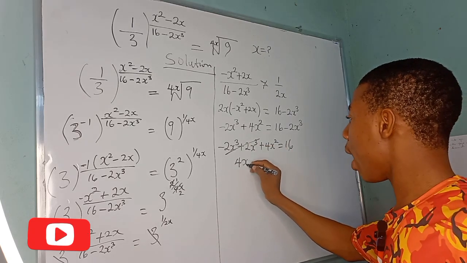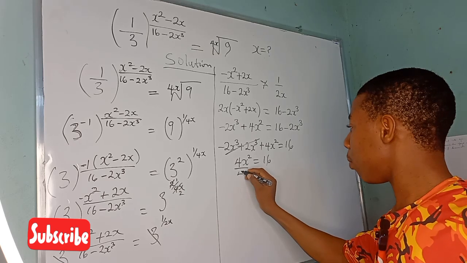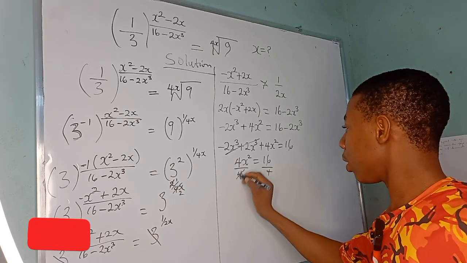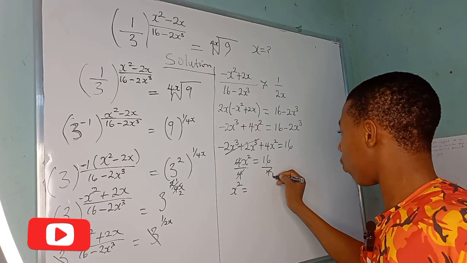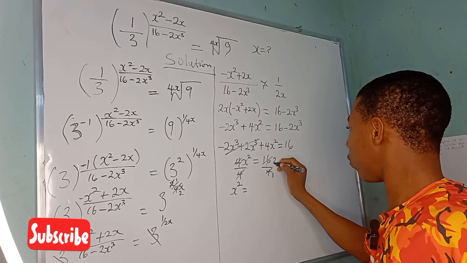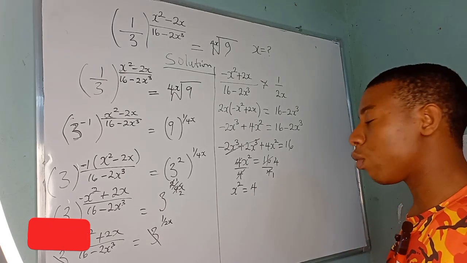What we have here is 4x squared equals 16. So I can decide to divide both sides by 4. This will cancel this, and I have here that x squared equals to what? 4 cancels itself, 1. 4 goes into 16 how many times? 4 times. So we have here x squared equals 4.